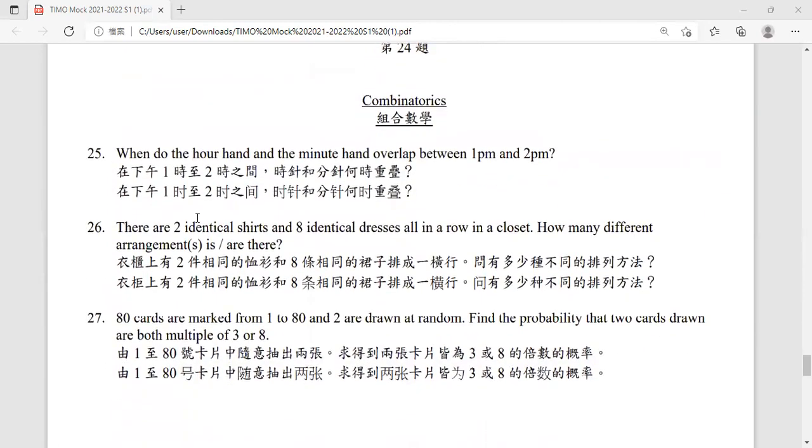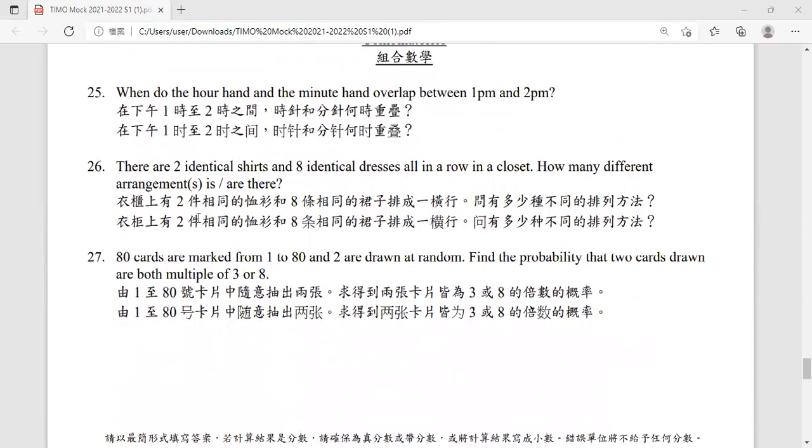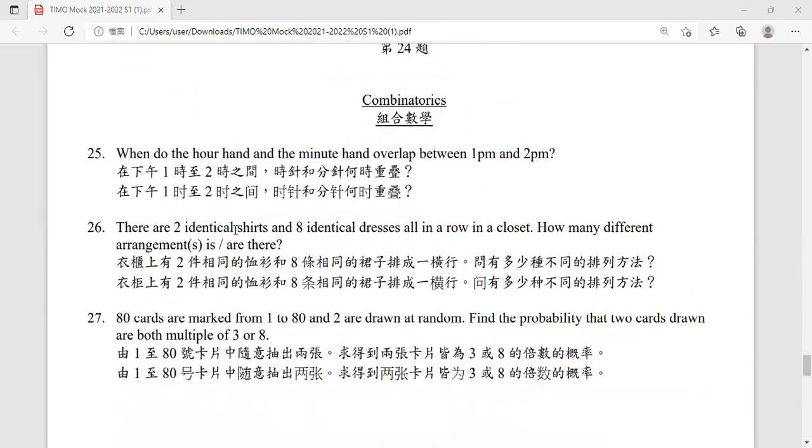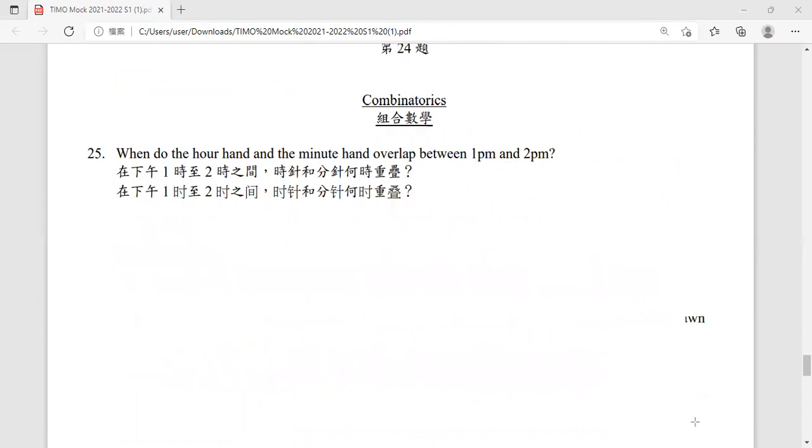Okay, now 35. I have only 20 minutes left, so I will go through it again. Now, when do the hour hand and the minute hand overlap after 1 p.m.? Actually, it's a problem on speeds and velocity. So now imagine it's 1 p.m. Yes, good, most of you got it correct. Okay, I will explain very fast.